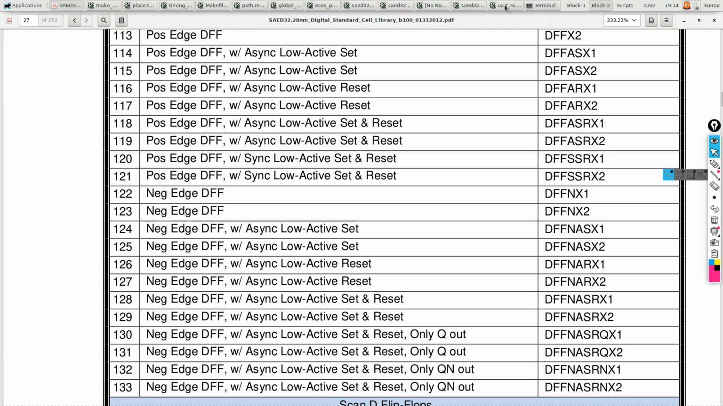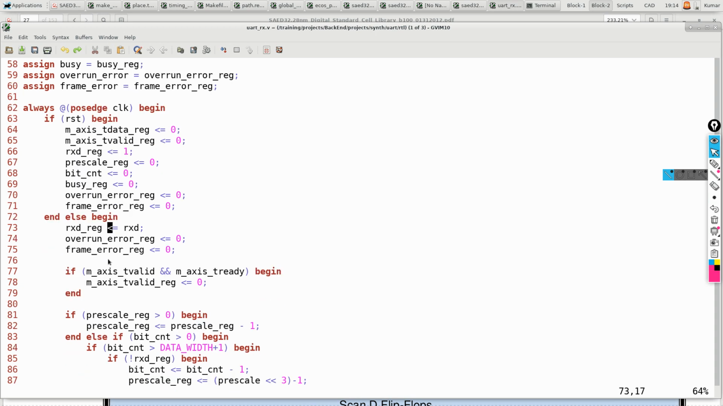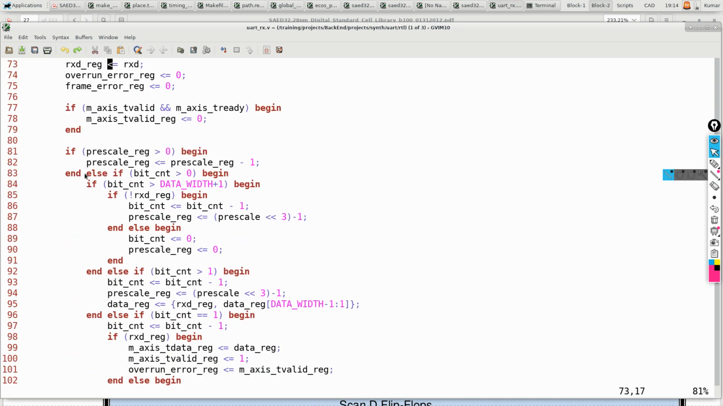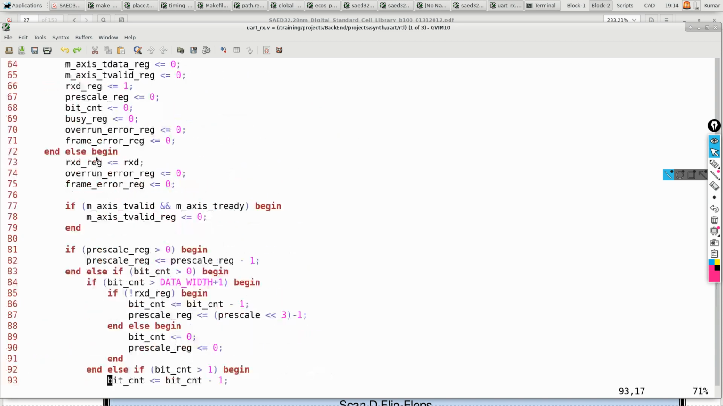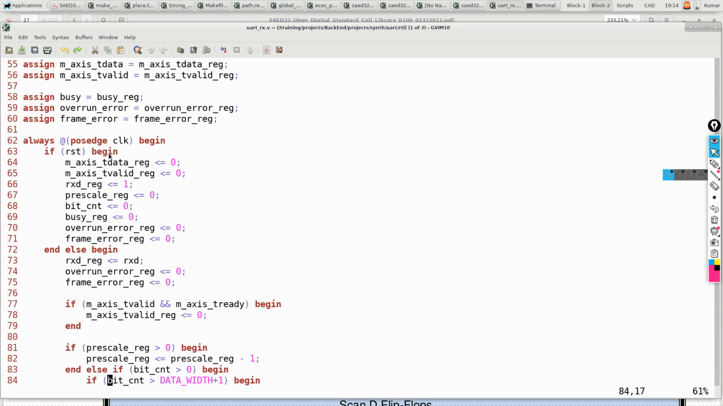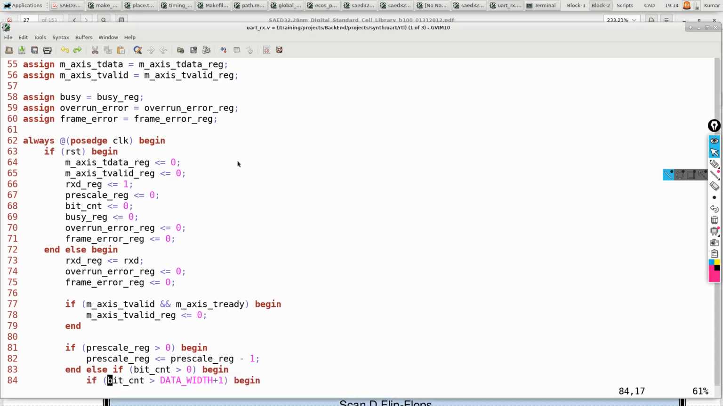So the RTL guys would decide what they want. Here I don't see a set, it is only a reset. So simple. This is actually a reset. Only reset is needed, we don't need set. So when you do synthesis, this particular RTL would use only the registers with reset, positive reset or a negative reset.